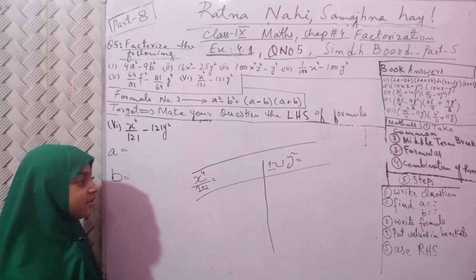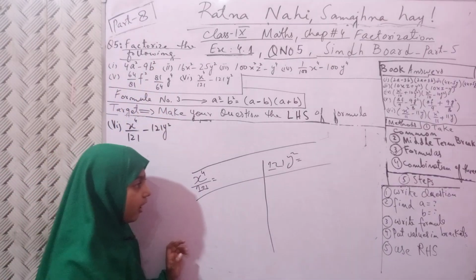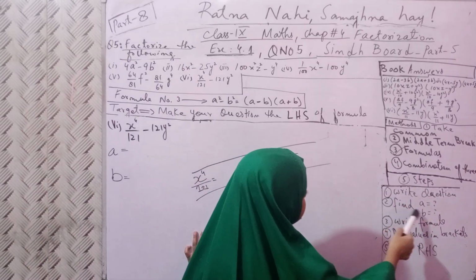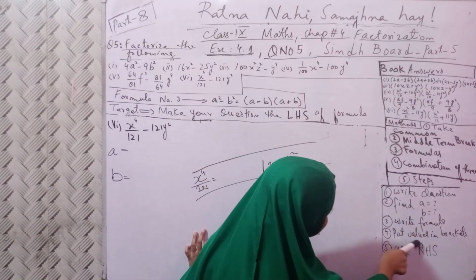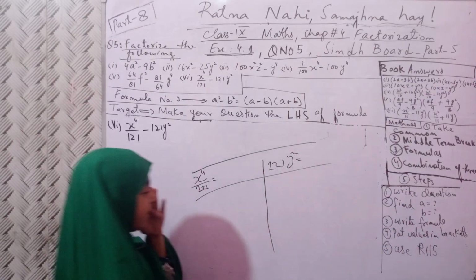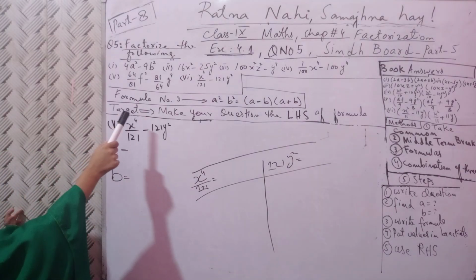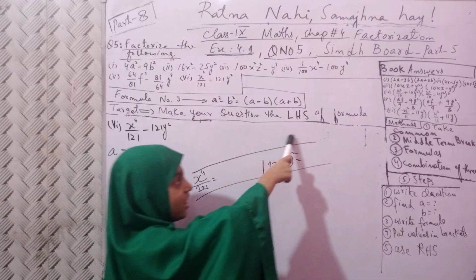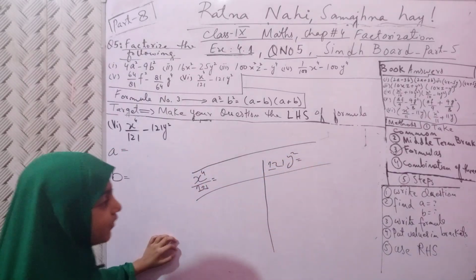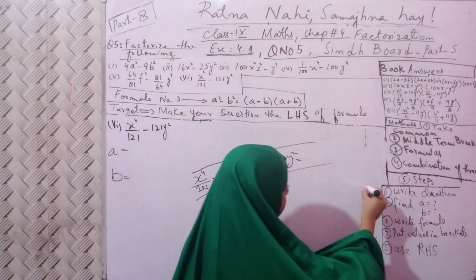My dear 9th class students, there are following steps. Write question, find AB value, write formula, put values in bracket, use right hand side. And your target is to make your question the left hand side of the formula. First of all, write question has been done.